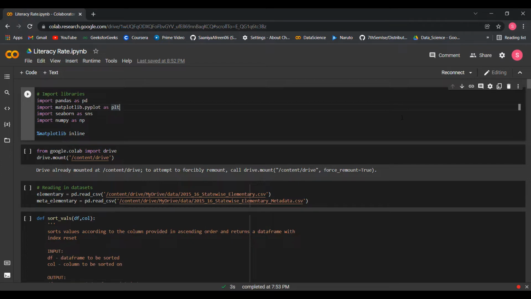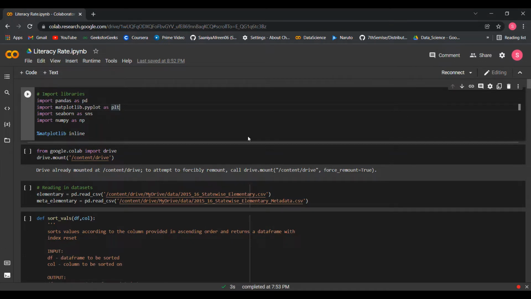We have also tried to answer a few questions by doing this analysis, basically to figure out which state has the highest and lowest literacy rate, and which three states are topmost and bottommost in the literacy rate, so that we can figure out the reasons which are affecting the literacy rate of that particular state. And we have also tried to find out which state had the maximum dropout rate.